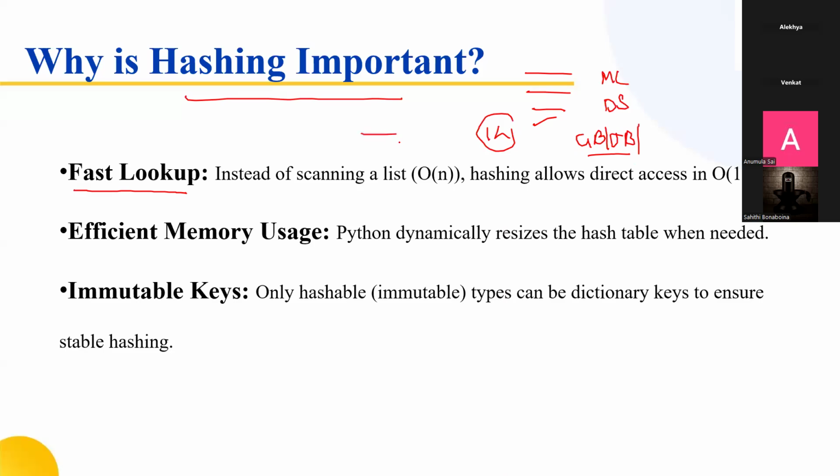So I cannot go sequentially. So what I have to do now, if you calculate hashing, directly I can go to the 1 lakh record. So instead of scanning each and every record, I can directly access the element. It is called fast lookup.